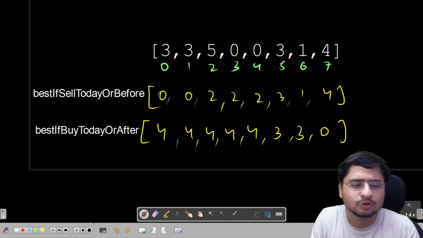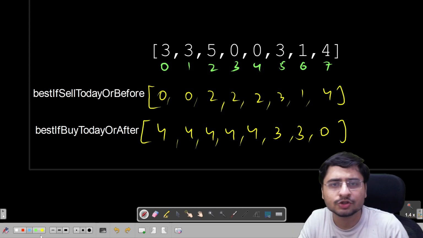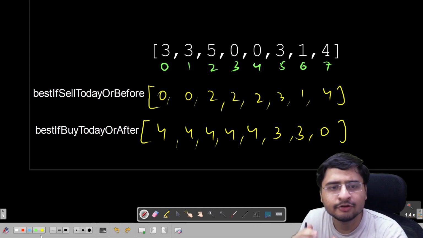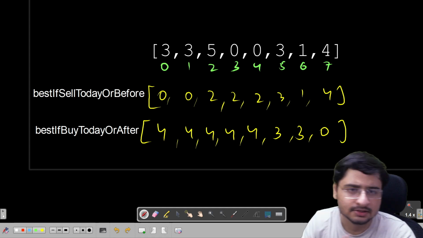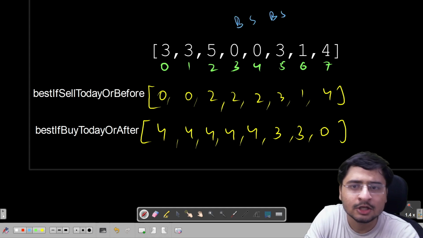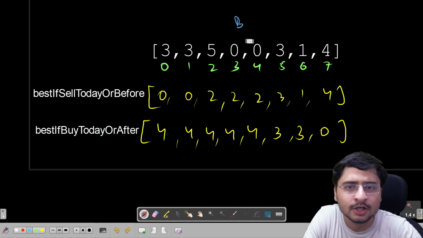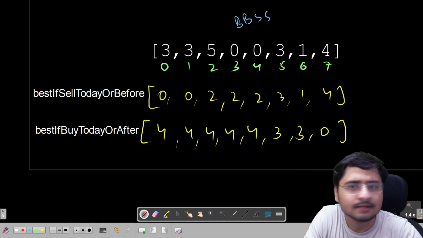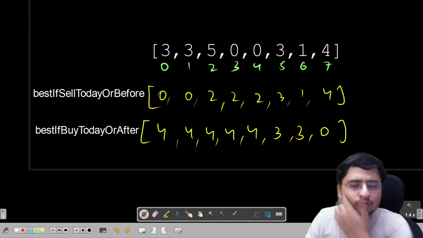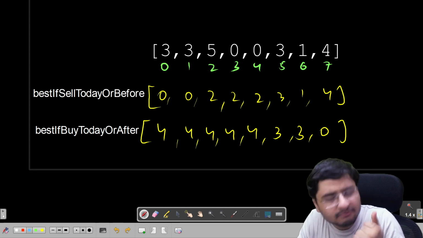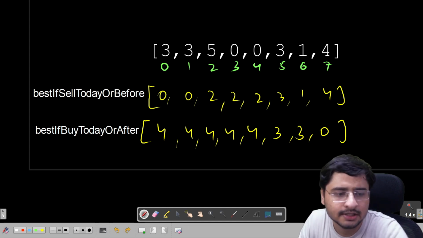If you consider both of these 2 arrays, what is mentioned in the question is we are allowed to do 2 transactions and we are not allowed to do any overlapping transactions. This means that buy, sell should be separate transactions. We should not do buy, buy, sell, sell. Something like this should not happen. So I need to complete one transaction before I start another transaction, right?